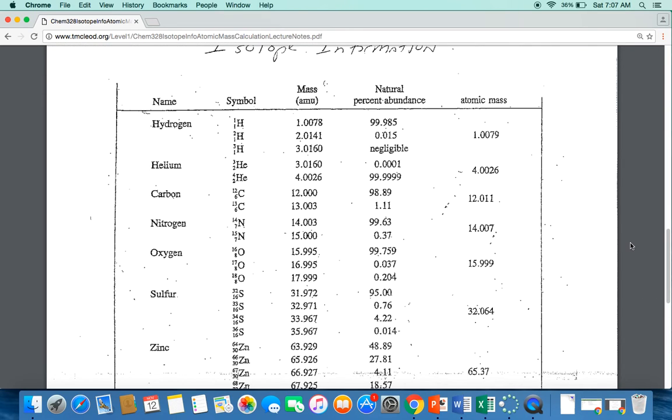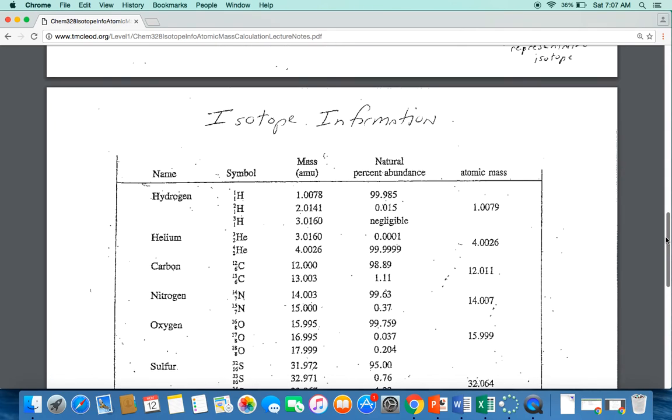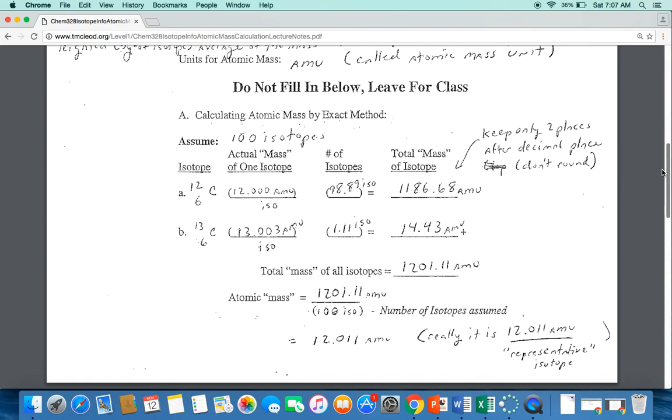Okay? I hope that helps in calculating the atomic mass. Thank you.